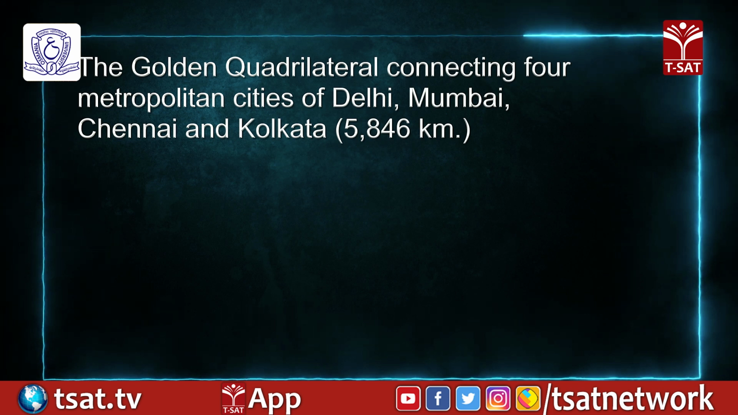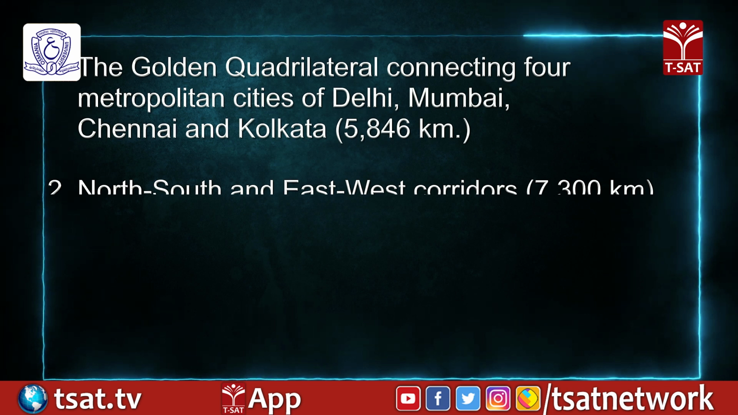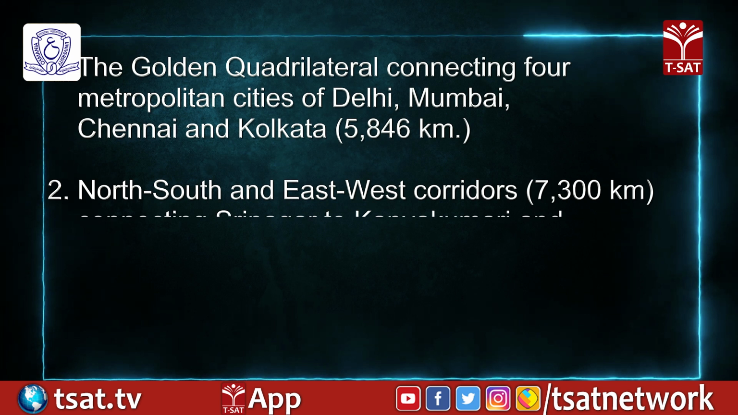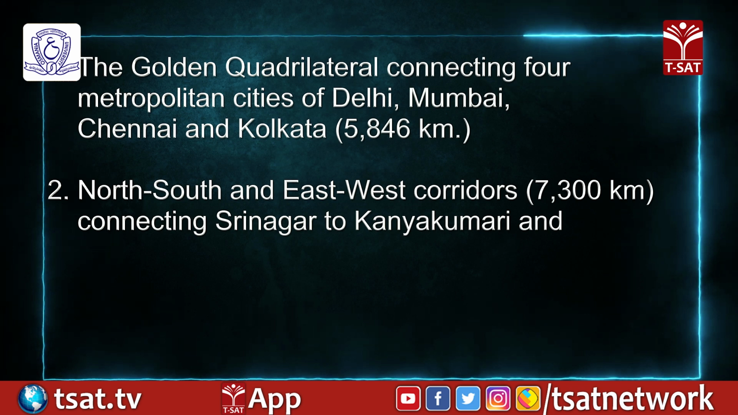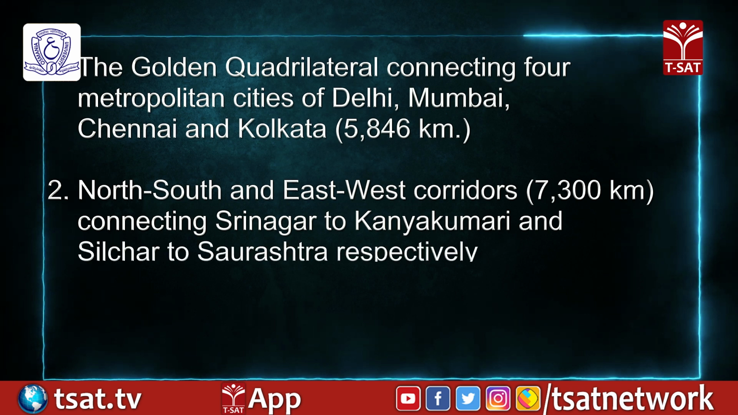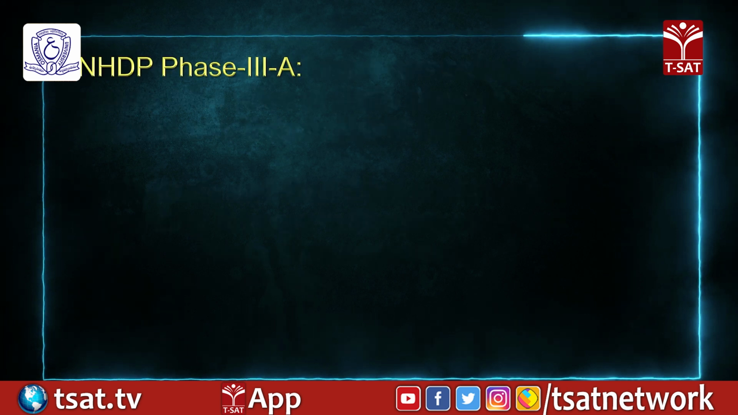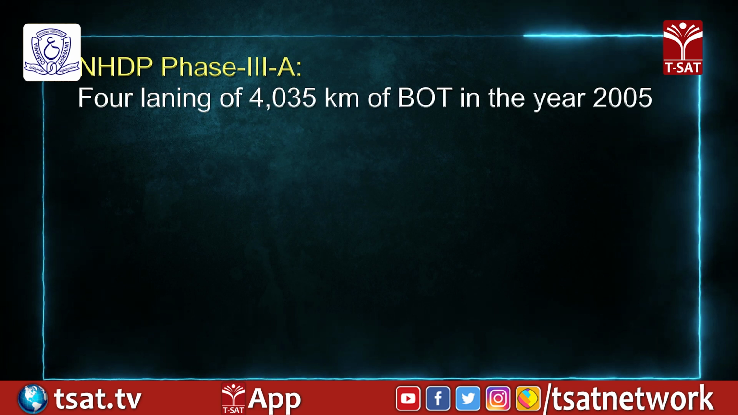And the second was the north to south and east to west corridors. The total length was 7,300 kilometers, connecting Srinagar to Kanyakumari and Silchar to Saurashtra respectively, and Salem to Cochin. The third was port connectivity and other projects. This comprises a length of 1,157 kilometers.